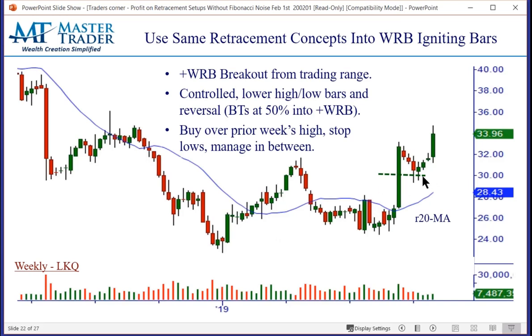Another no-brainer trade. And I purposely gave you a weekly chart to show you everything I'm showing you applies to all time frames. This is a controlled buy setup: two bottoming tails, inside bar, higher high, higher low bar. It's a no-brainer setup.